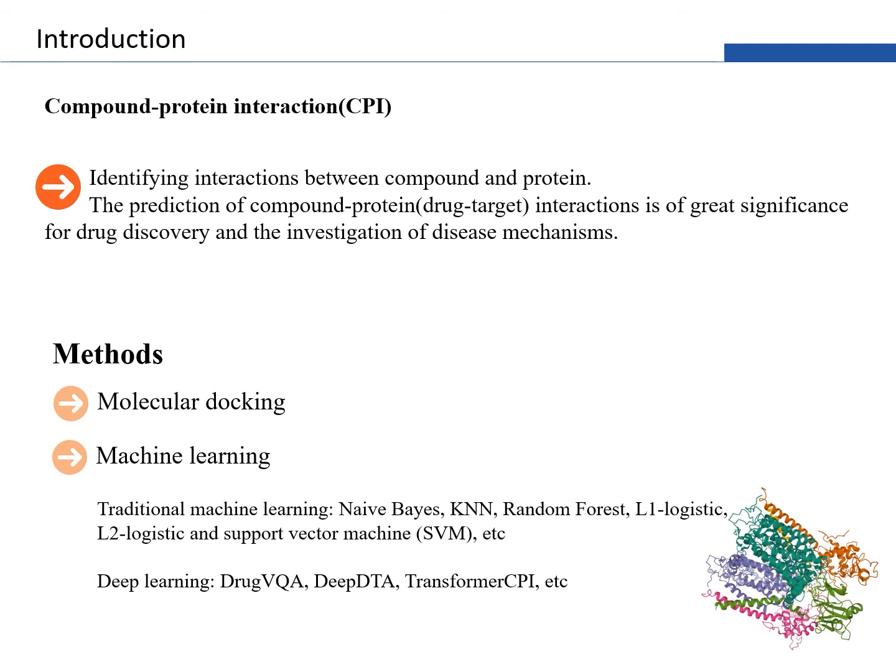Naive Bayes, KNN, random forest, and SVM are traditional machine learning methods. Some researchers have developed methods based on deep learning, like DRAG-VQA, DeepTTA, and TransformerCPI.